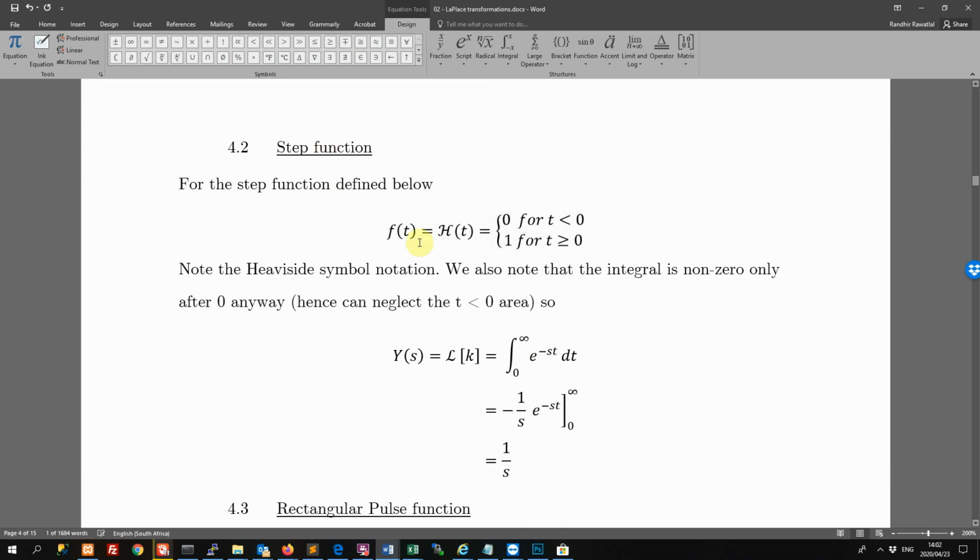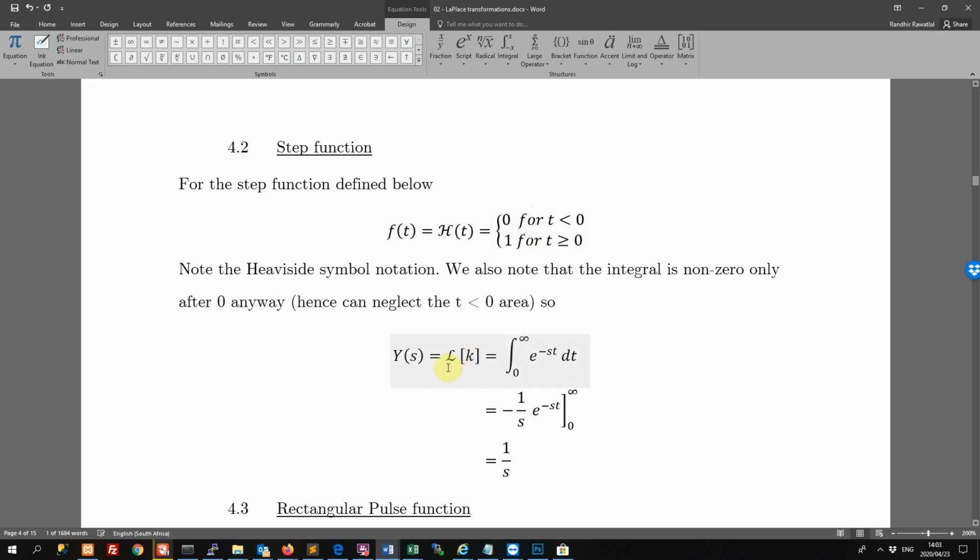Then if we think about the step function, so here we have that for values of t less than 0, the function is a 0. If it's more than or equal to a 0, it's a 1. So that's the discontinuous step function for f of t.